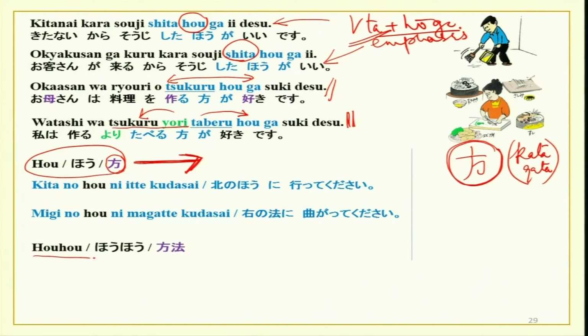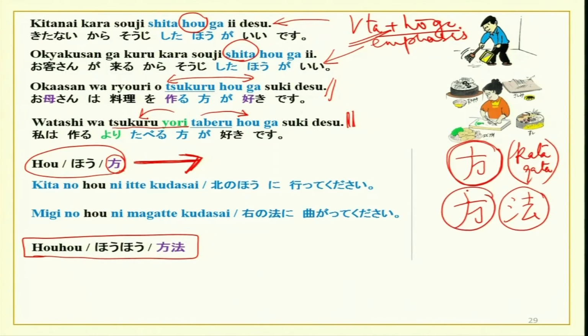Now if it is ho ho, what does that mean? First and foremost, let's do the kanji. This is kata, and this over here is method. So basically the meaning is method. This is direction. Kita no ho, towards. Now what does ho ho mean? Method, method of doing a certain thing, performing a certain activity.